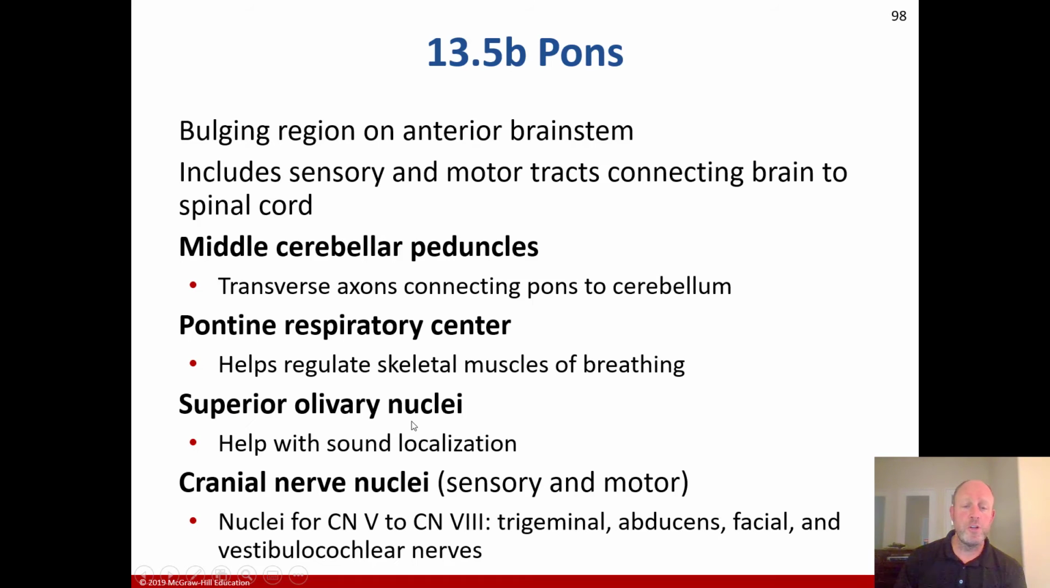And the superior olivary nuclei help with sound localization. And the cranial nerve nuclei: the sensory and motor nuclei for cranial nerves 5 through 8, essentially the trigeminal, the abducens, the facial, and the vestibulocochlear nerves.